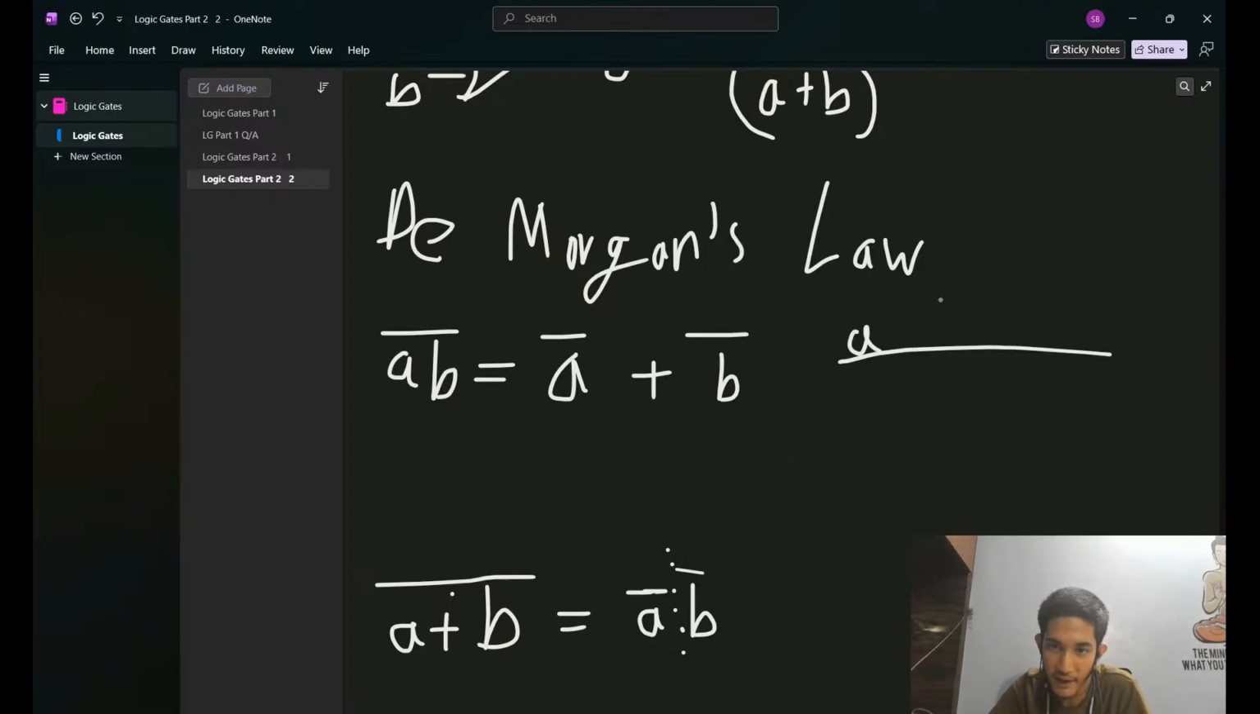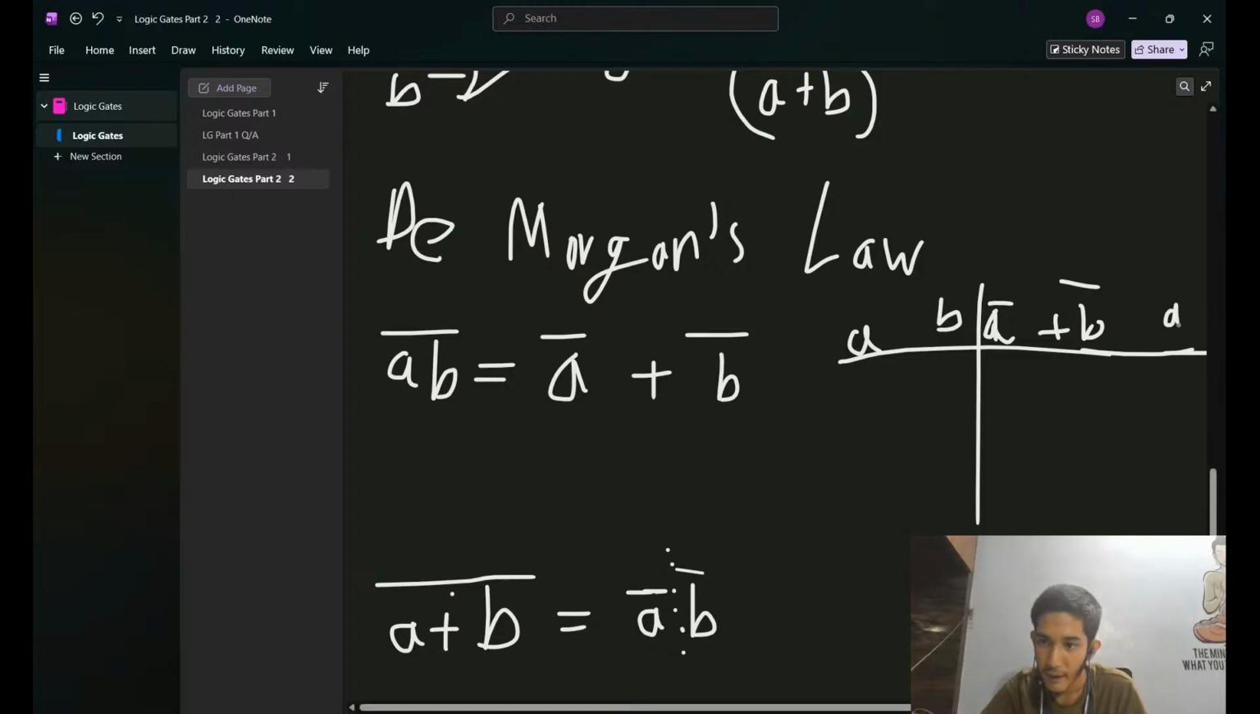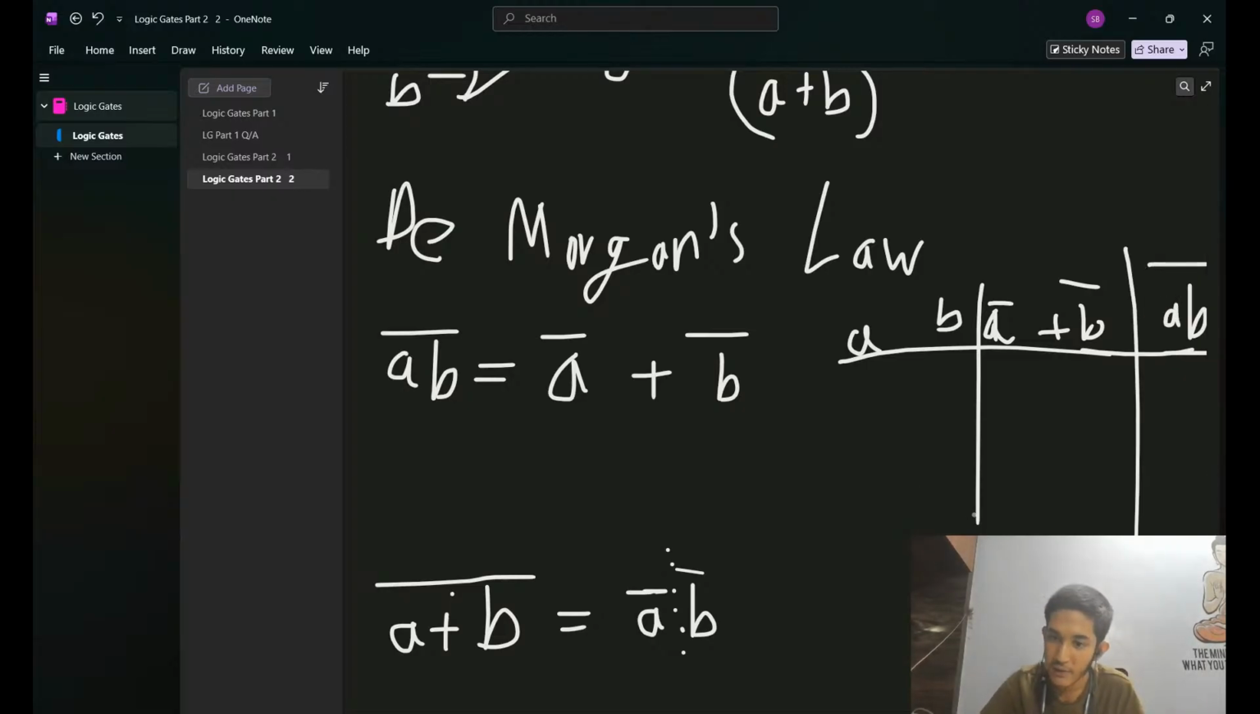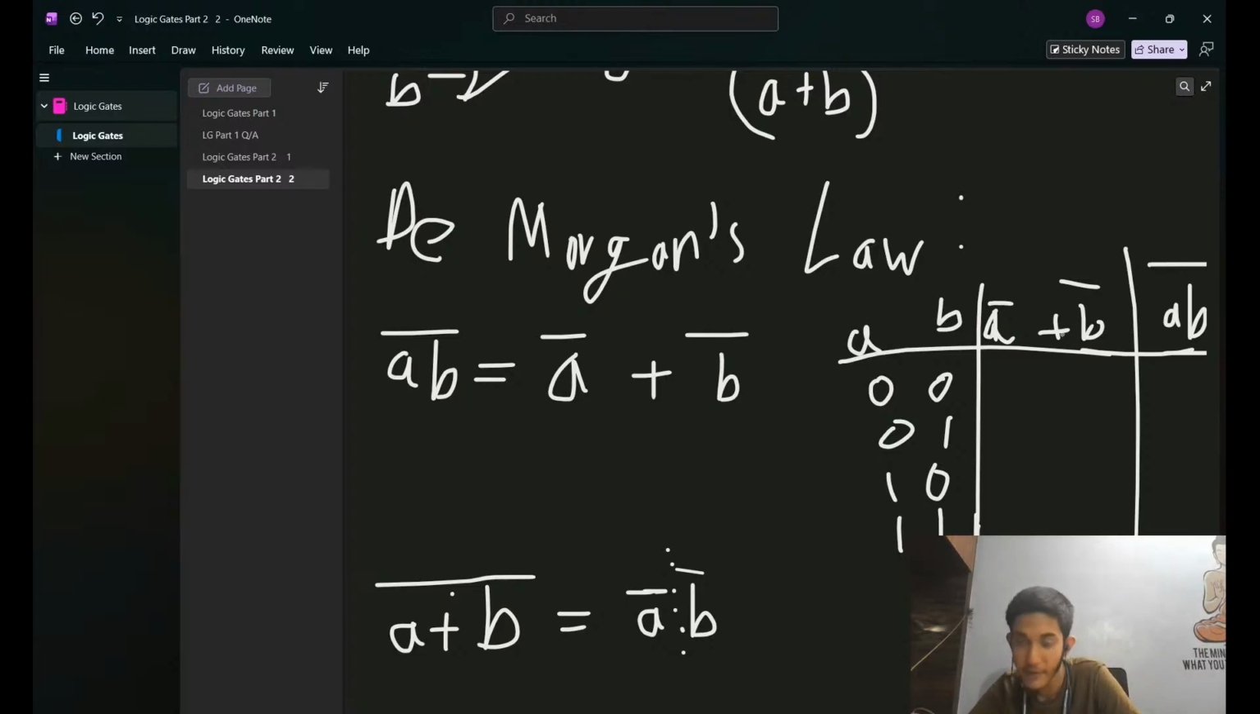So if we have A and B, if we have not A plus not B, and we have not A and B, then we'll see how they match up. So we have 0, 0, 0, 1, 1, 0, and 1, 1. Now not A would be 1, not B would also be 1.